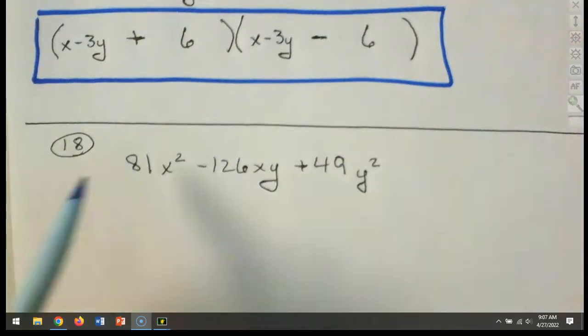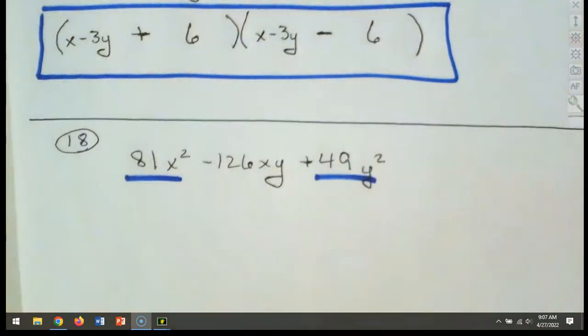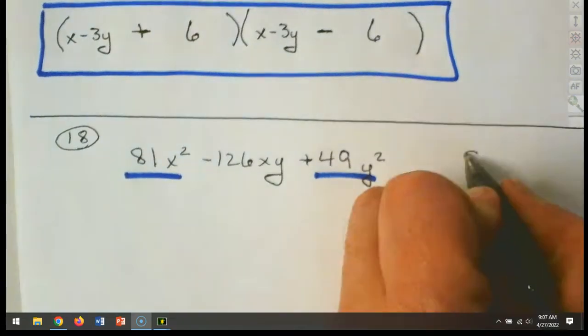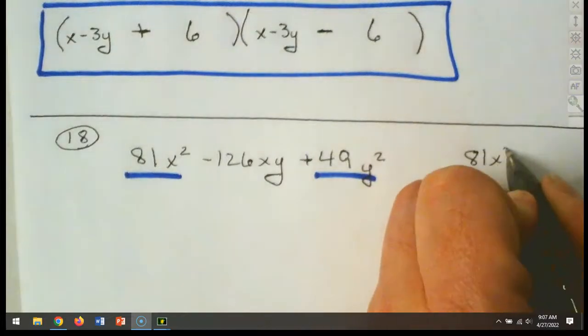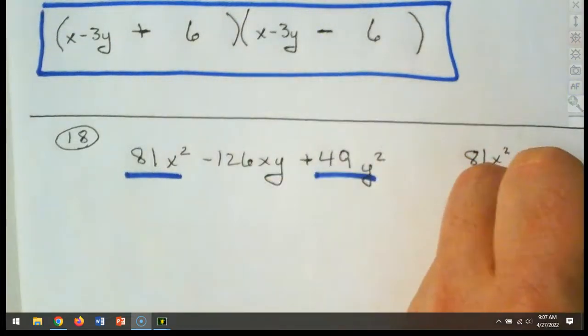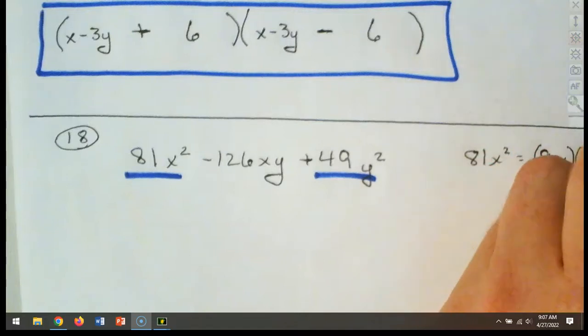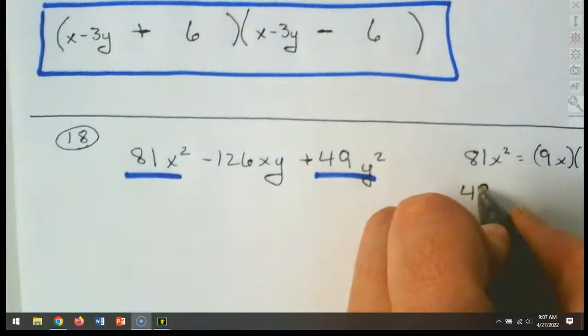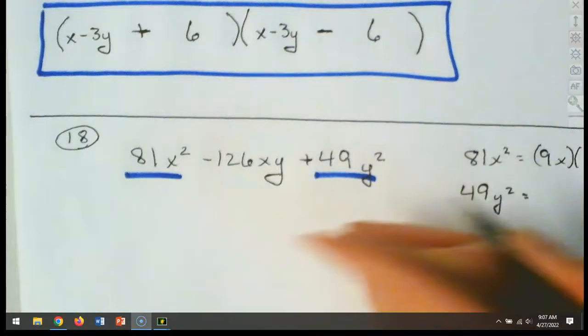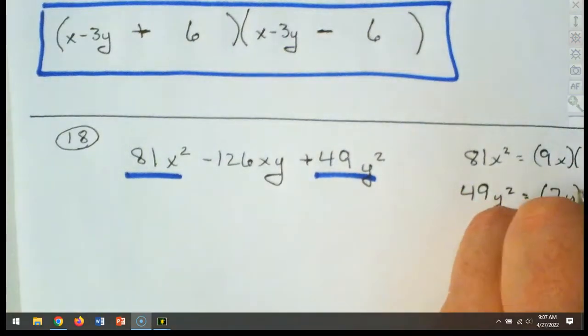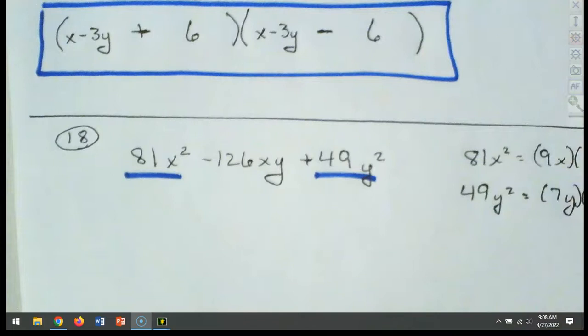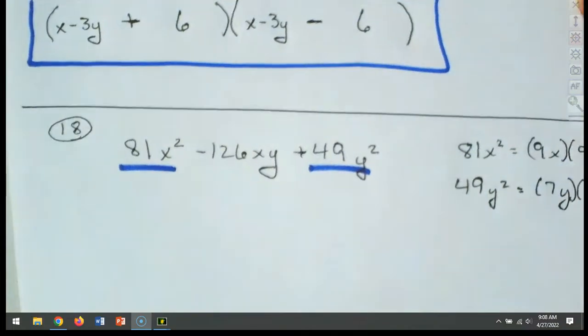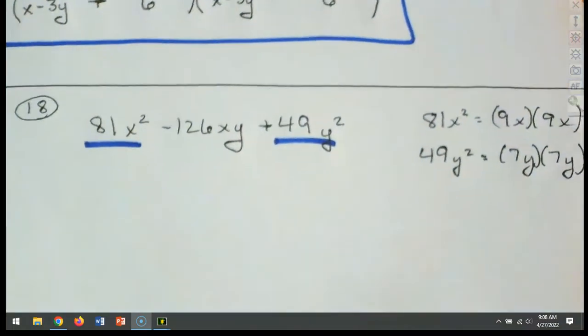Because when I look here, at the beginning and at the end, what do you notice about 81? And what do you notice about 49? They're squares, okay? So 81x squared is 9x and 9x. And then 49y squared is 7y and 7y. So this is a perfect square trinomial, right? Because it's all squared there.